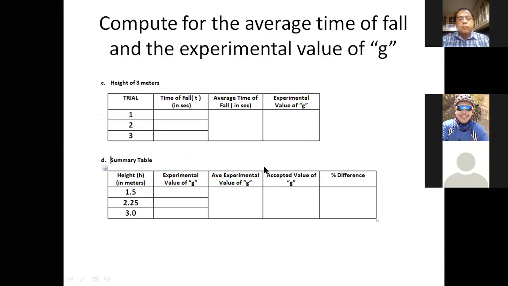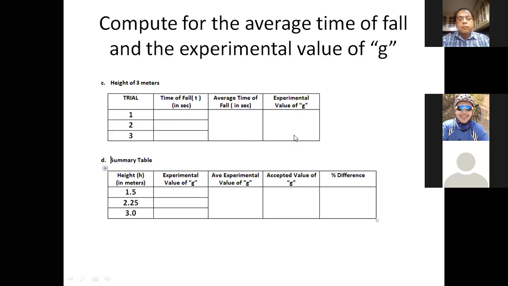So the experimental value of G will be based on some kind of an equation, based on our free falling body. So these three values of our time are taken, converted into one single average time. And using this value here, we will plug it into our formula in calculating the experimental value of G.